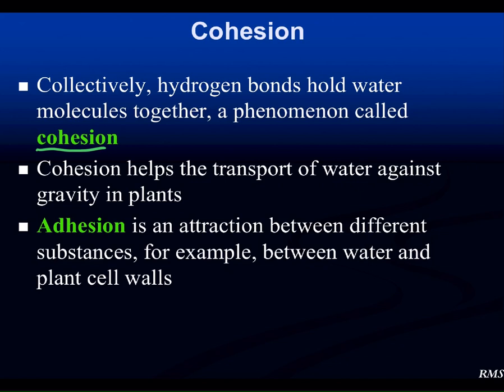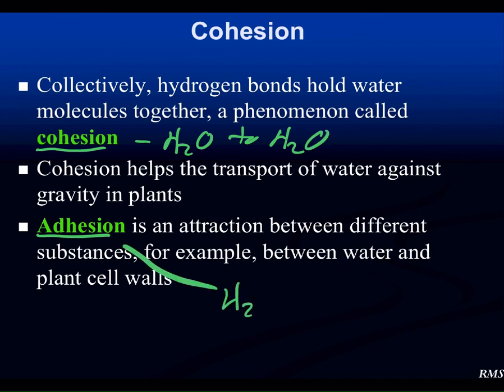If a plant takes up water across its roots, how does it get water all the way up through its leaves? Because there's no pump or anything like that. It's all about these hydrogen bonds. Now, another thing water can do is it can stick to other things. So it can form hydrogen bonds to things like ammonia or sugars or even glass. And that's called adhesion. So adhesion is when water hydrogen bonds or sticks to other things. Cohesion is water to water. Adhesion is water to something else.